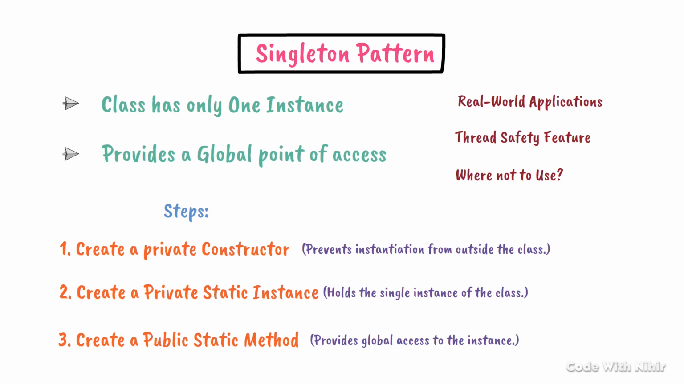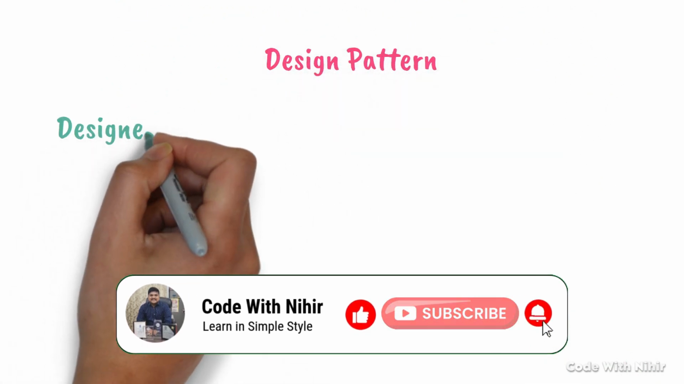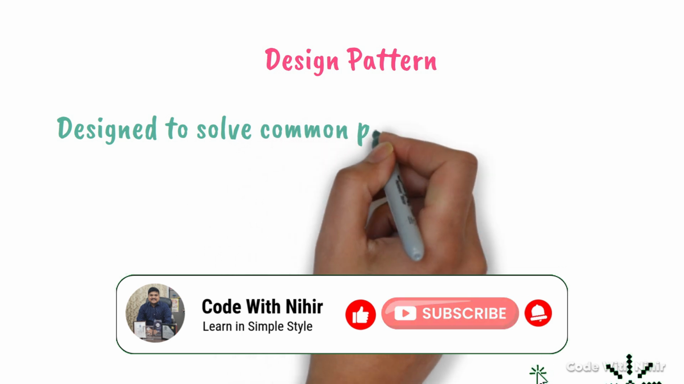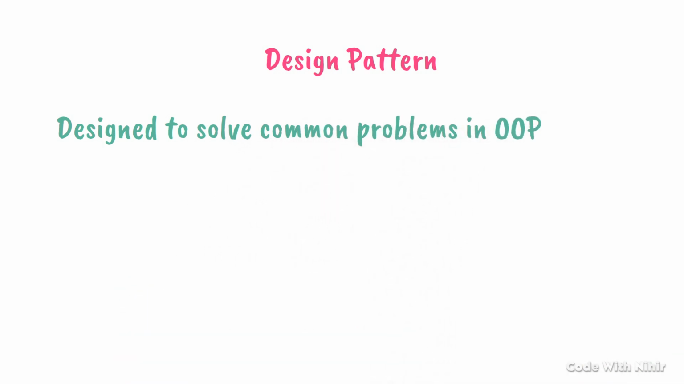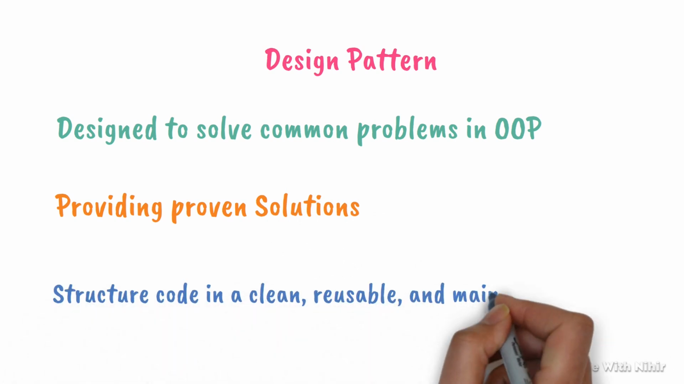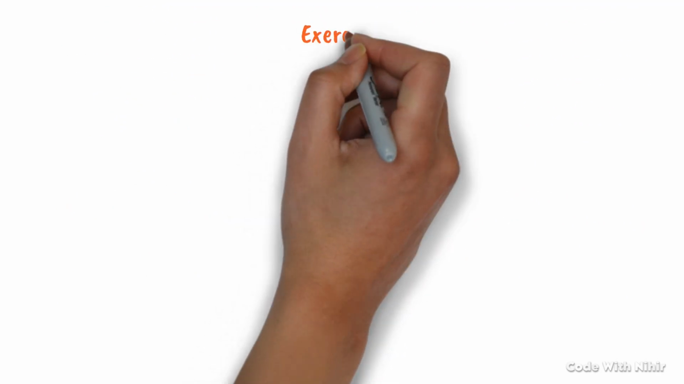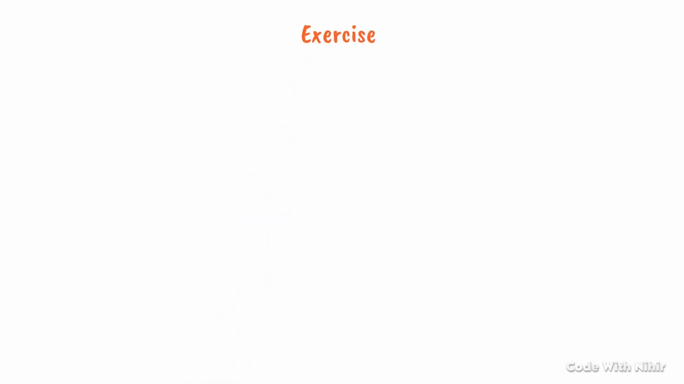So by now, you would have understood that design patterns are designed to solve common problems in object-oriented programming by providing proven solutions to structure code in a clean, reusable, and maintainable way. Now, let me give you an exercise. In this exercise, you will need to give correct answers to the below MCQ based questions.